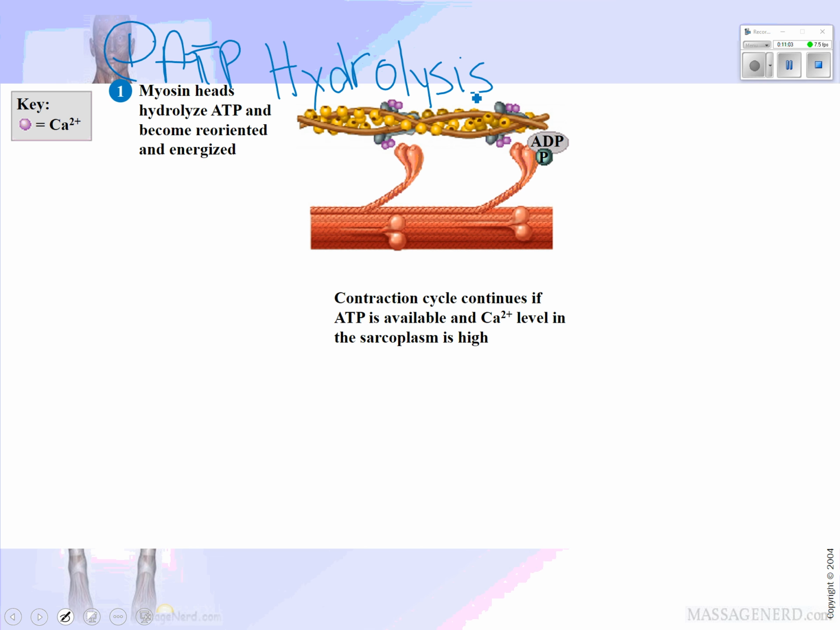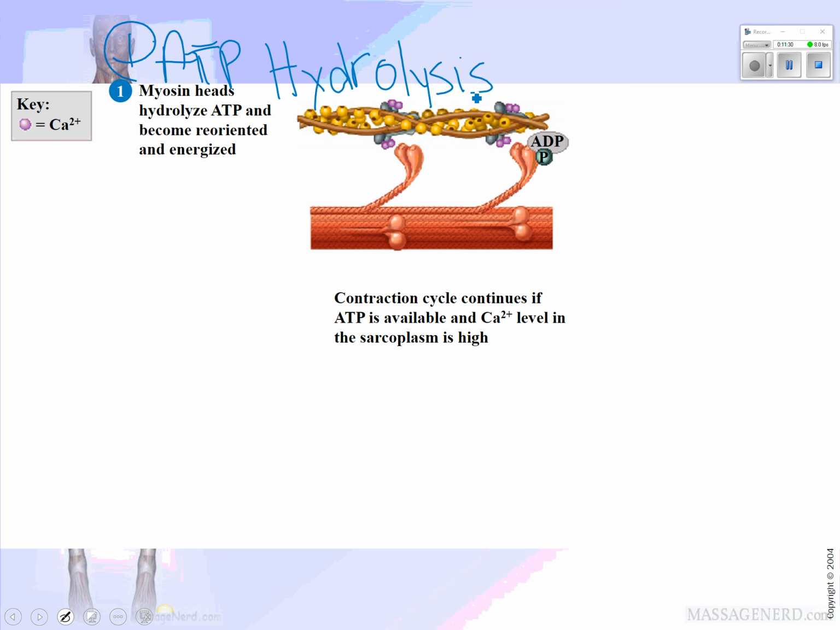Because I always tell students, when you have to learn a pathway and the details of it, memorize the keywords in order and then memorize what goes with the keywords. Sometimes that can help you to memorize the whole process a little bit easier. So ATP hydrolysis is number one. This is just what we just went over with that one model. The myosin heads hydrolyze ATP and become reoriented and energized.